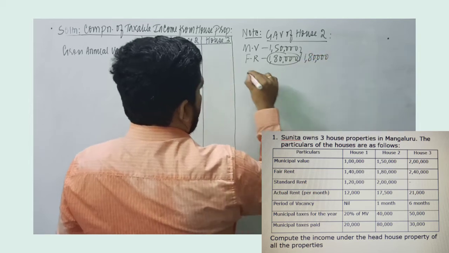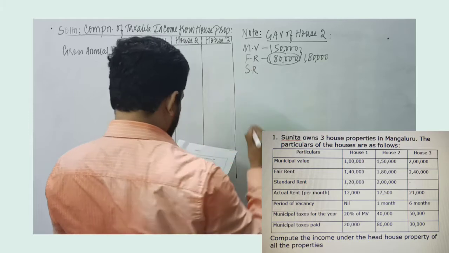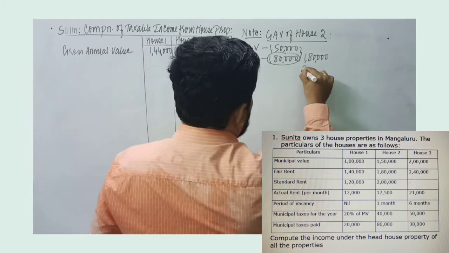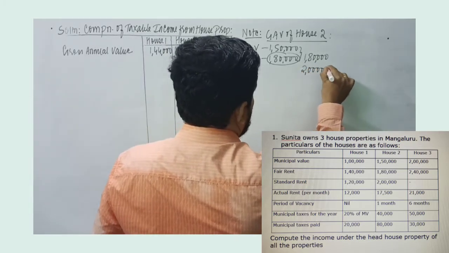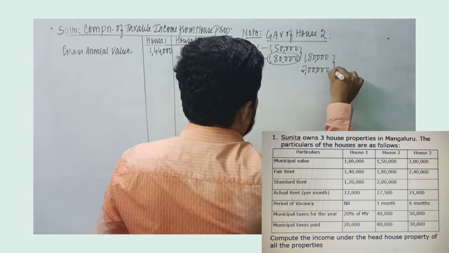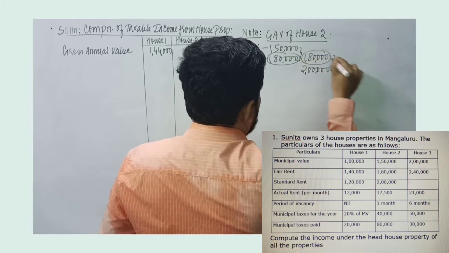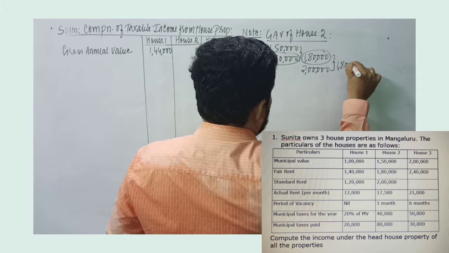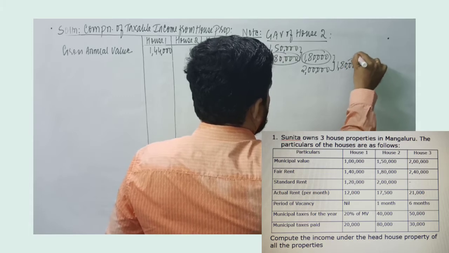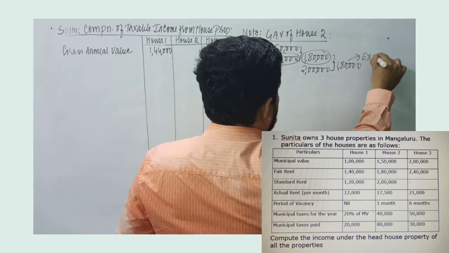Compare that with standard rent. Standard rent is given for house 2 which is around 2 lakh rupees. So among the two, whichever is lower, so 1,80,000 is lower. So 1,80,000 becomes expected rent.